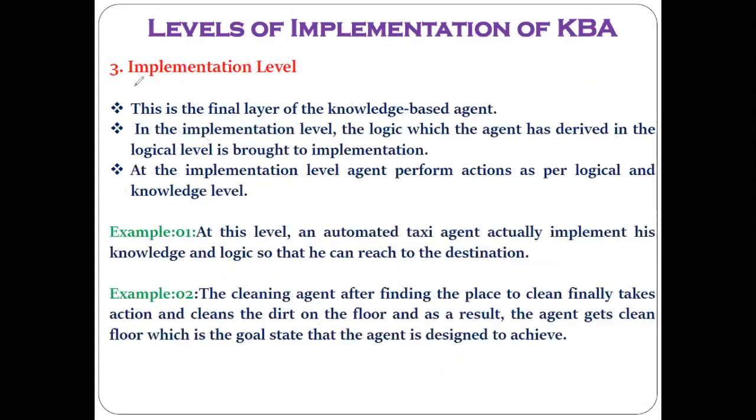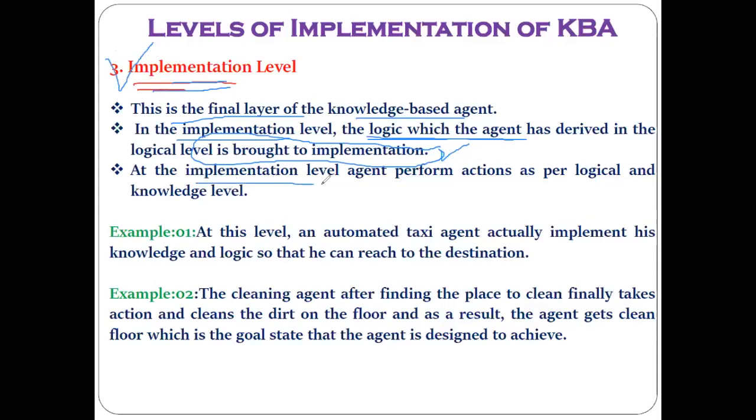Now comes the final level of the knowledge-based agent, and that is the implementation level. This is the final layer of the knowledge-based agent. In the implementation level, the logic which we have given to the agent, the information which we have provided in the knowledge level, and the logic which we have provided in the logical level, using that, actual implementation happens. Actual implementation means some action gets performed in the implementation level. Got the point?